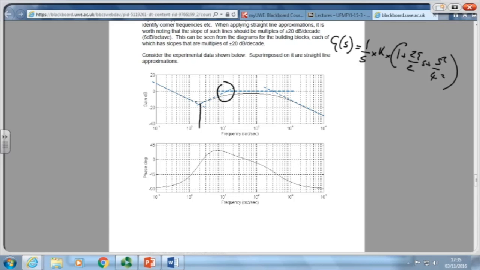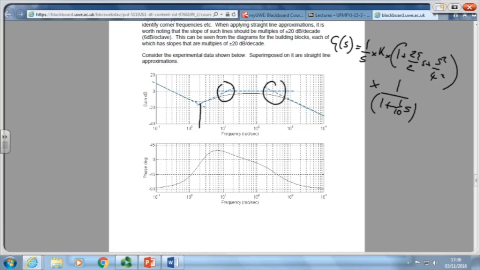So first order lag. It's turning down, it's got a negative corner, so that means that the S terms are in the bottom of the fraction, it's a lag, and there's only a change of 20, so it's a first order lag, times 1 over 1 plus tau S. Corner frequency here was just over 10 radians per second, and tau is 1 over that, so it's roughly 1 over 1 plus 0.1 S. Where's the next corner? Well, it's over here.